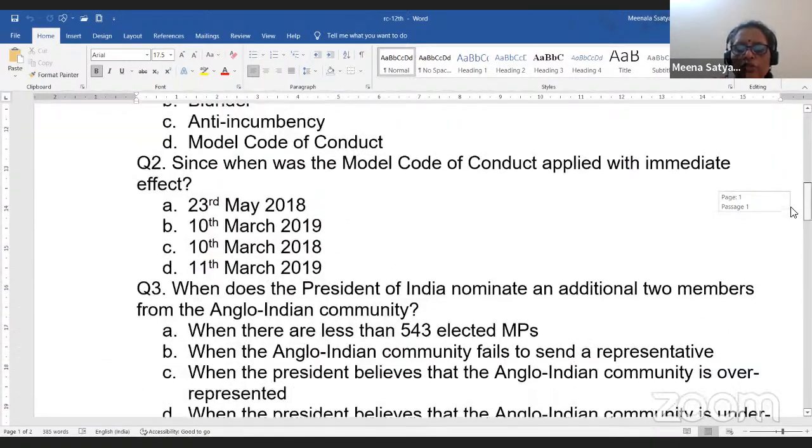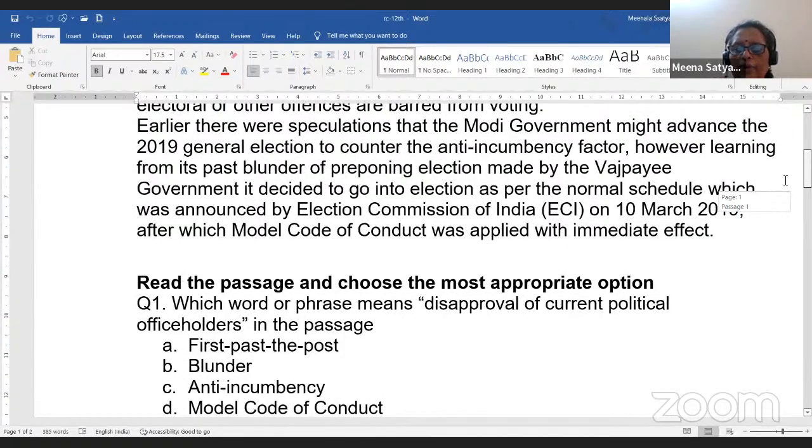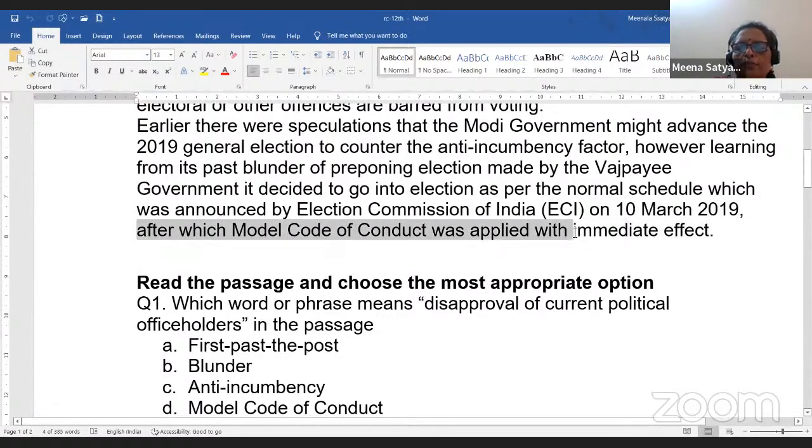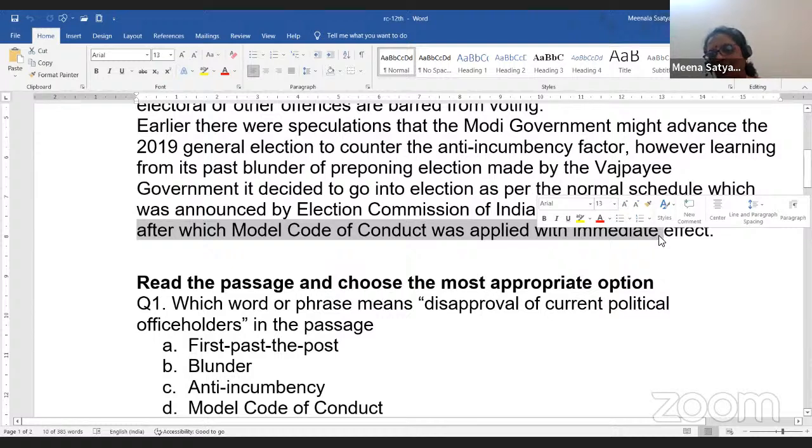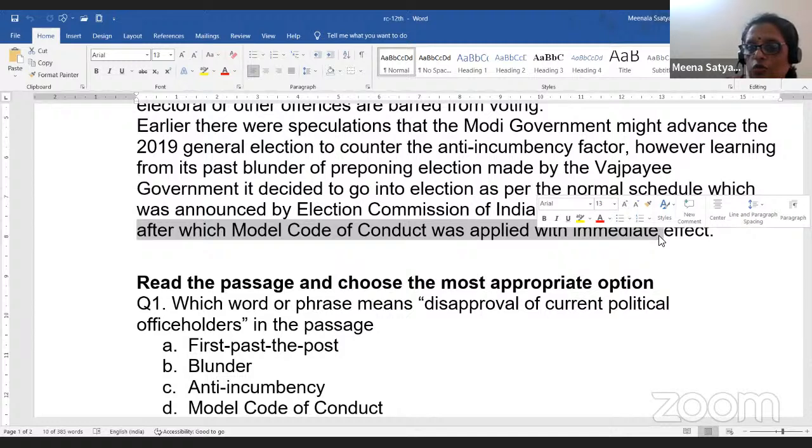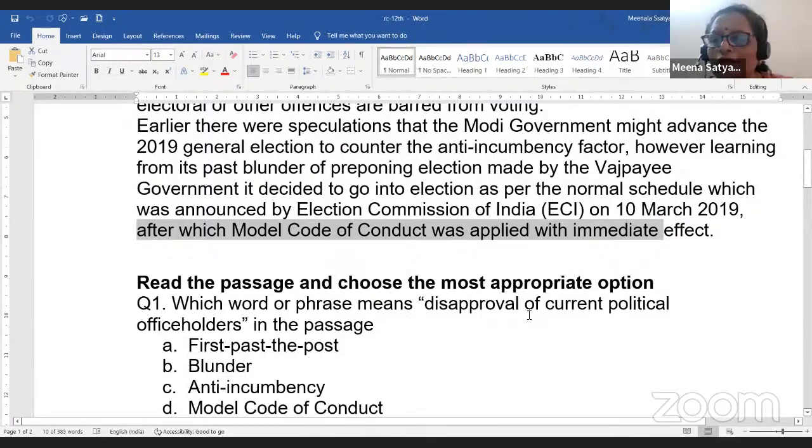So what was the question? When was the model code of conduct applied? Now, if you see this, on 10th March 2019, after which the model code of conduct was applied with immediate effect. Did you see the skill of going on to it? There is 2019 here also, but there is no date. But in the answer, there is date, month, and year. Here you have only the year. So you should know that it should have all the 3 parts. So you have seen it only here. So just go a little into the line. You get your answer. 1 mark is in your pocket.